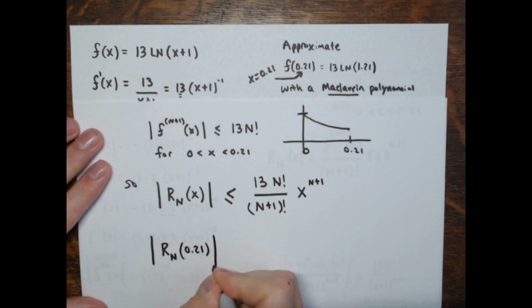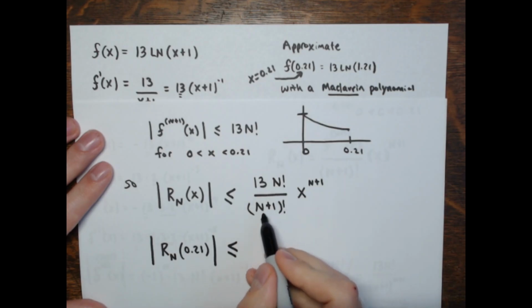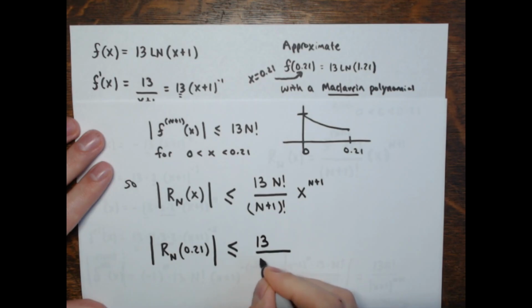When we're approximating the function at x equals 0.21, this error should be less than or equal to n factorial over n plus 1 factorial, that's just 1 over n plus 1, times 0.21 to the n plus 1 power. We want to find n so that this is less than 1,000th.